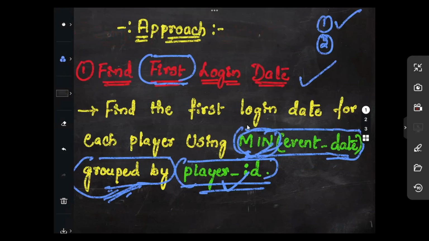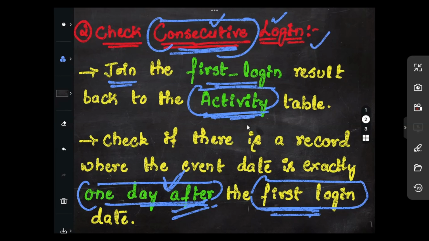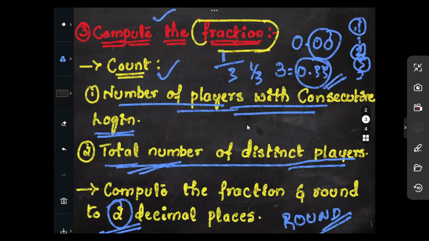First, find the first login date. Second, check for the consecutive login. And third, compute the fraction. Simple to understand, right? This is the approach that we'll be going with. I hope the approach that we discussed is completely clear. Now let's start writing the code or query.